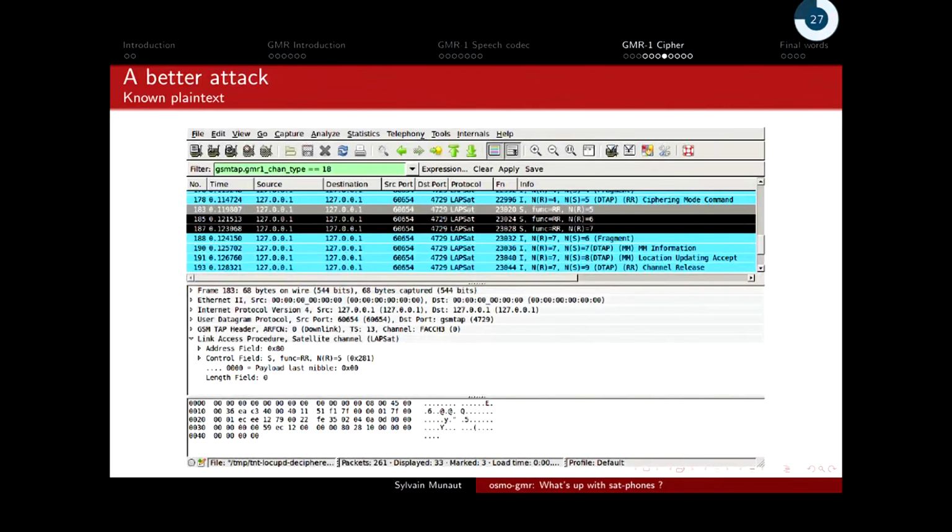So this is an example of the plain text. I don't know if you can really see, but essentially on the top you have the cipher mode command. The first line in blue is the cipher mode command. So everything after that is in theory ciphered. Of course, it's the unciphered view.